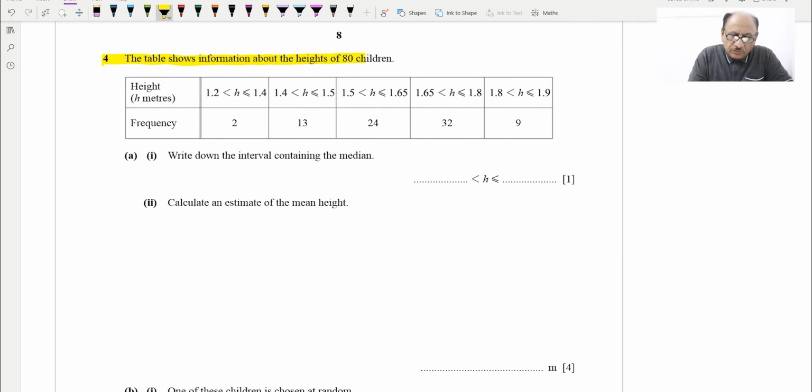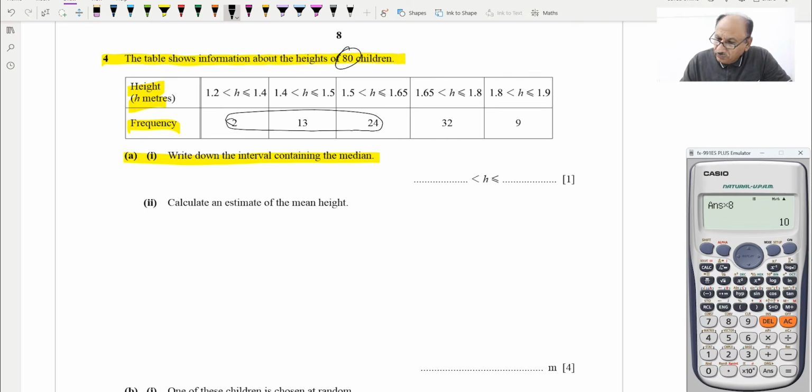The table shows information about the heights of 80 children, heights, h, and frequency. These are provided. Write down the interval containing the median. So median will be the middle value, and that is 80. Half of 80 will be 40. So if we check this one, 2 plus 13 plus 24, if we add this, 2 plus 13 plus 24, and this is 39. So we have to include this also.